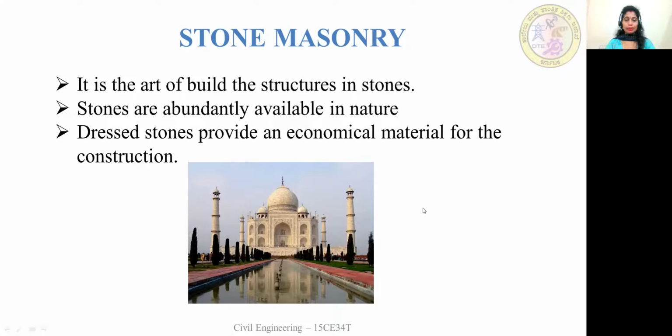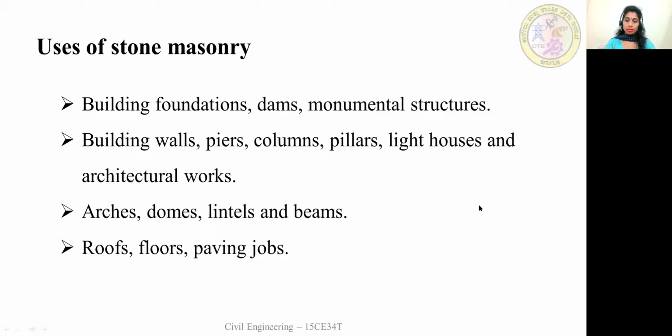Stone masonry is used in building foundations, dams, monumental structures, and we can use it as a building material for construction, I mean, building of walls, piers, columns, pillars, lighthouses, and architectural works. Next, we can use stone masonry for arches, domes, lintels, and beams. Finally, we can use stone masonry for roofs, floors, paving jobs, etc. But this is a very costly type of masonry.